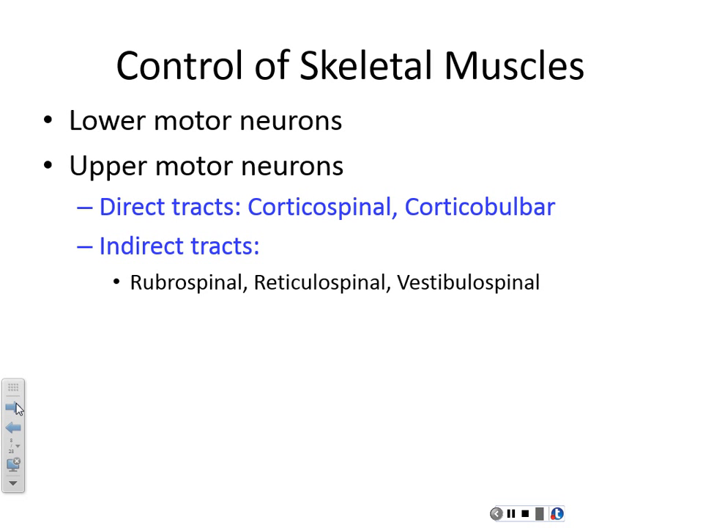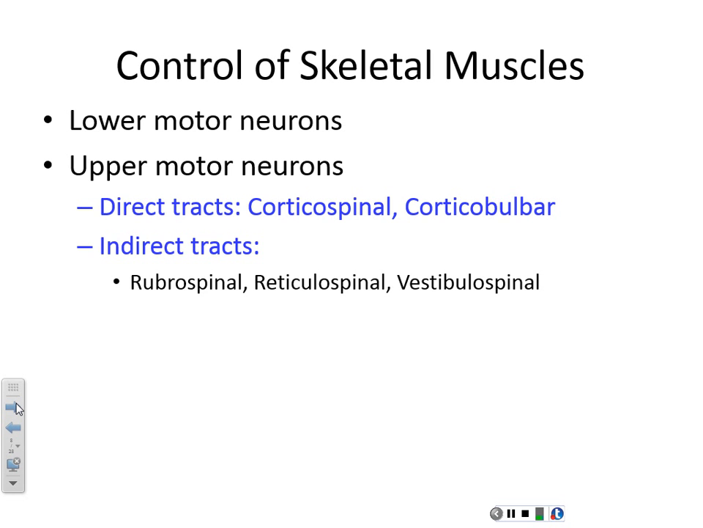But the indirect ones, they go to some brain nuclei, say maybe the red nuclei. That's why you have the rubrospinal. Okay, and then interneurons will take the information, so it will synapse with another neuron that finally connects with the lower motor neuron. See what I'm saying? Usually it will pass by some nucleus that is specialized with that particular information being sent to the muscles or the organs or the effectors.